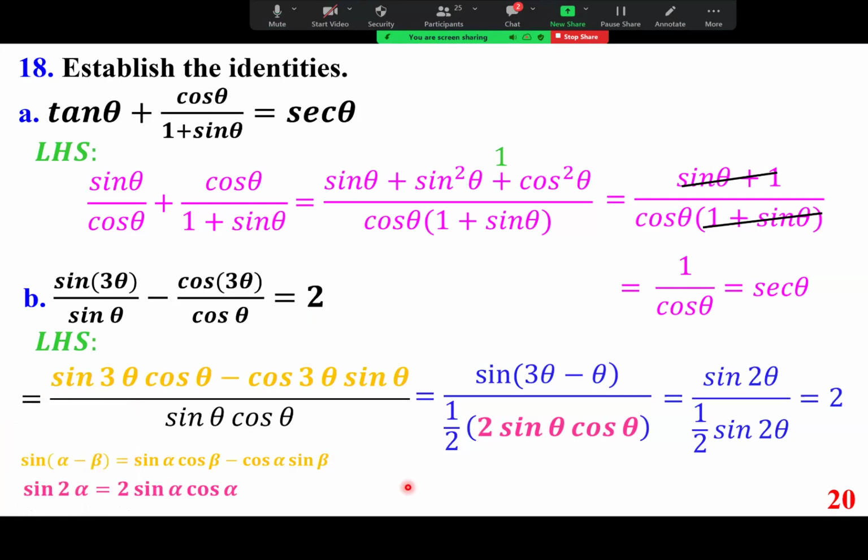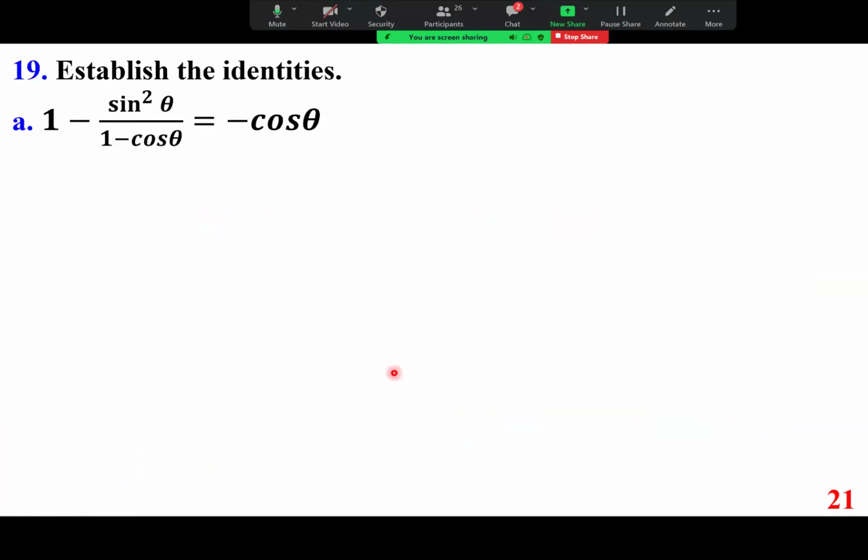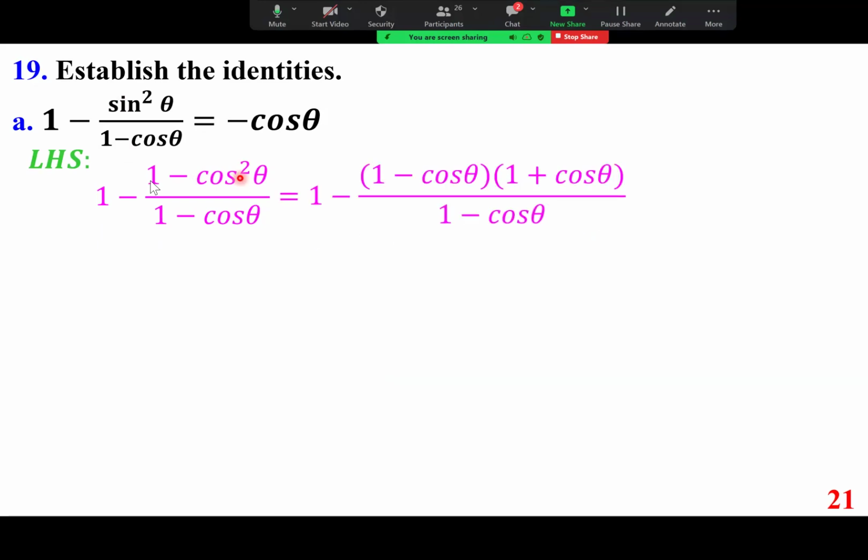All right, so the answer is 2, and we are going to establish the identities here. 1 minus sine squared over 1 minus cosine theta. Obviously, the left-hand side is more complicated. So what we do, we write the left-hand side and we change the sine squared to 1 minus cosine squared. 1 minus cosine squared is 1 minus cosine, 1 plus cosine. This is a squared minus b squared, everybody.